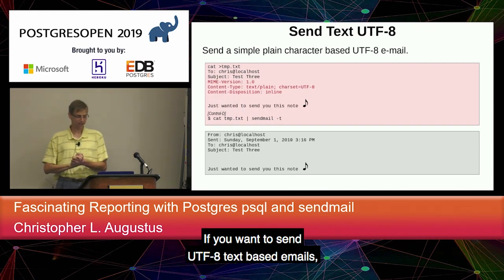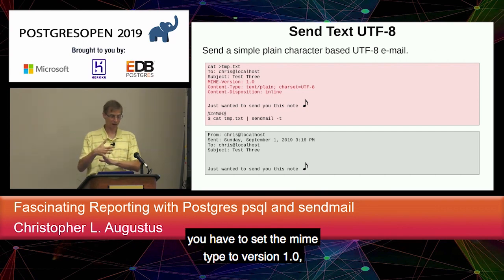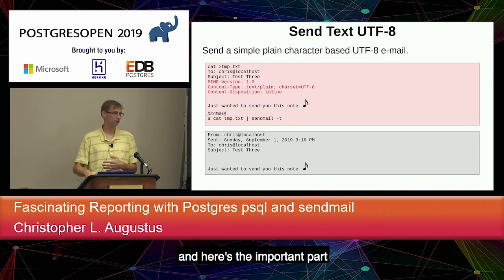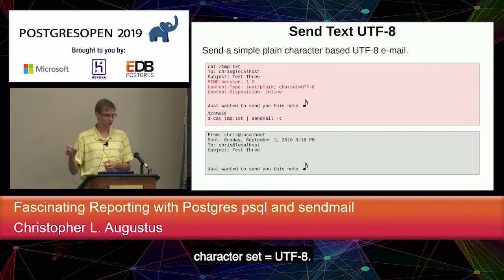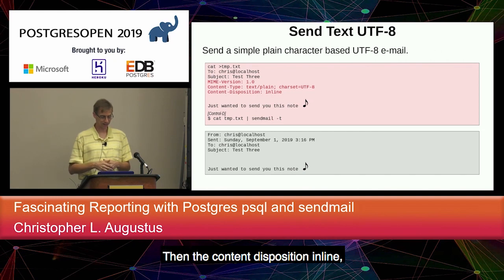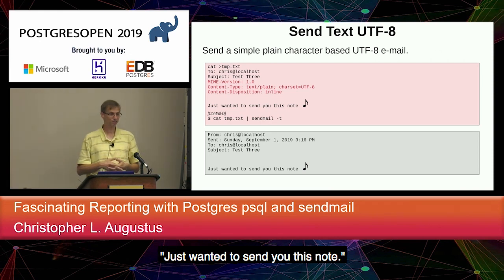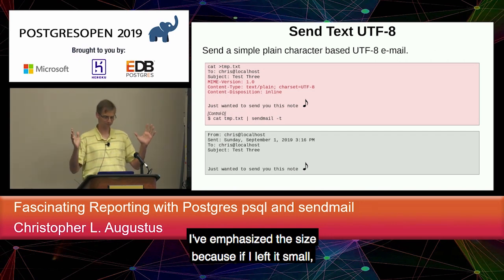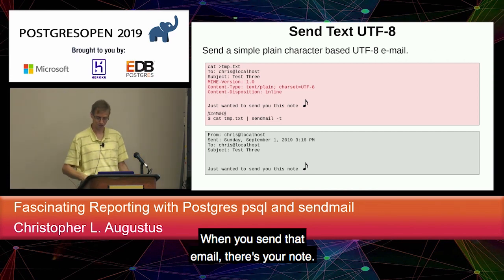If you want to send UTF-8 text-based emails, now this is where you complicate it just a little bit more. You have to set the MIME type to version 1.0, set the content type to text/plain, semicolon, and here's the important part to get your UTF-8 going into it: charset equals UTF-8, and then the content disposition inline, which means it's going to be what you see in the message of the email. I just wanted to send you this note, and that's a UTF note, or Unicode UTF-8 note. I've emphasized the size because if I left it small, it would just look like a blob on the screen. And when you send that email, there's your note.